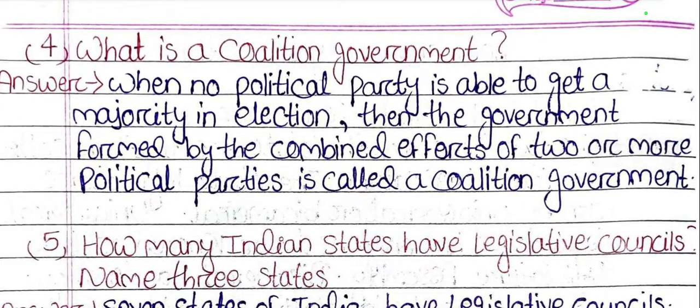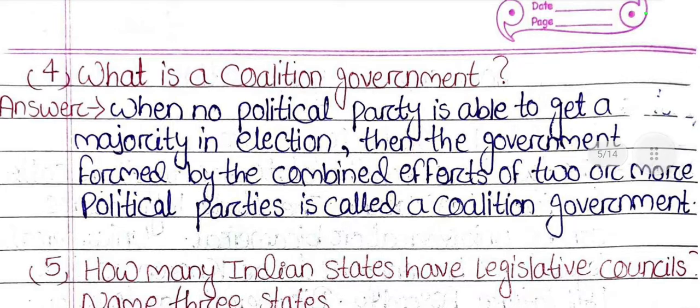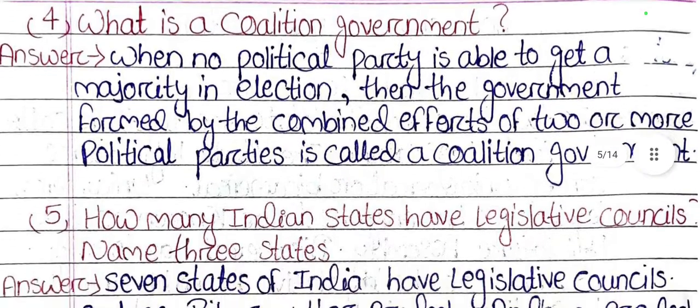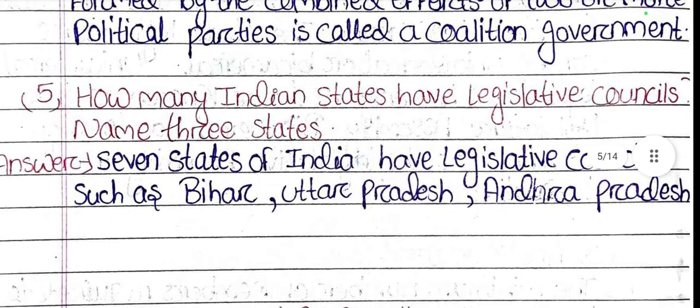The next question is, what is a coalition government? When no political party is able to get a majority in an election, then the government formed by the combined efforts of two or more political parties is called a coalition government. Okay, coalition government.